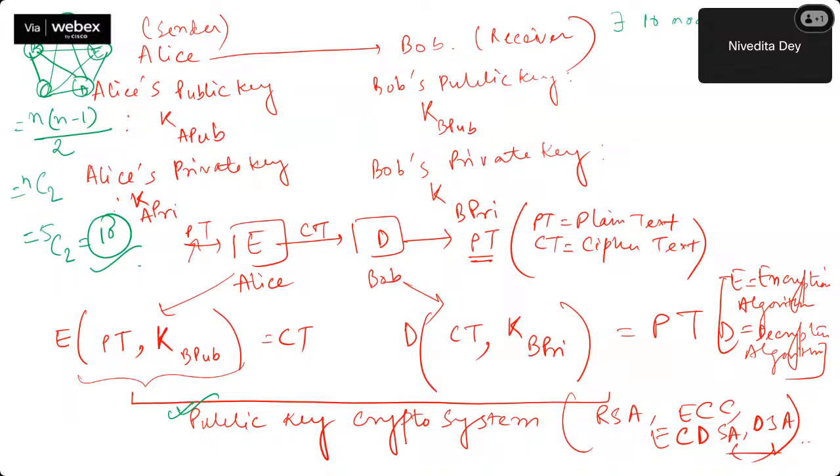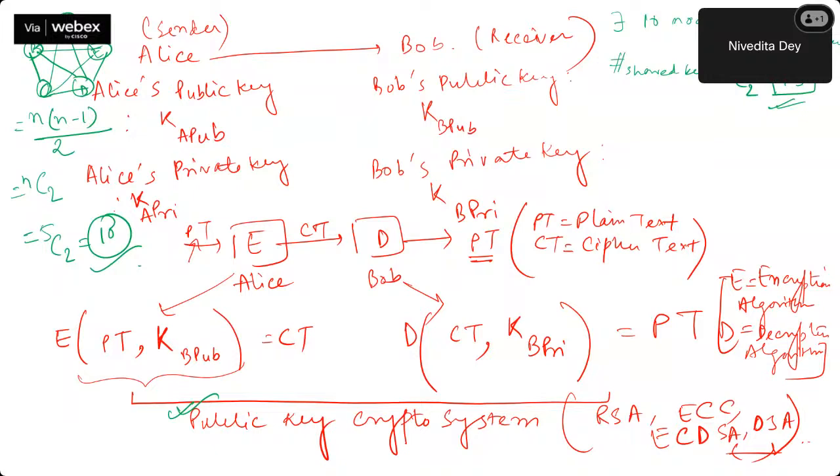But this is the public key number. But the number of symmetric key or shared key will be how much? It will be 10 into 9 divided by 2, which is 45. Numericals are not really that difficult. Just the logic, the fundamental logic should be very clear.